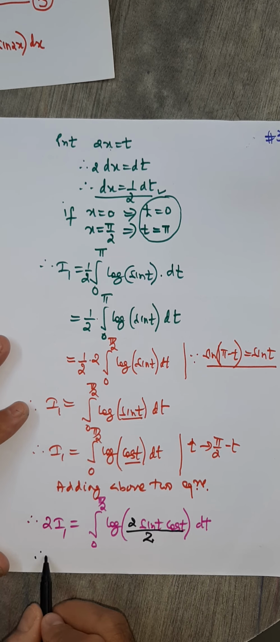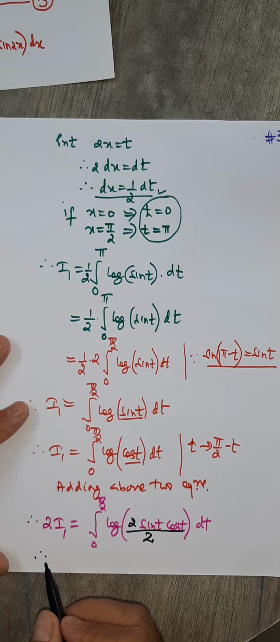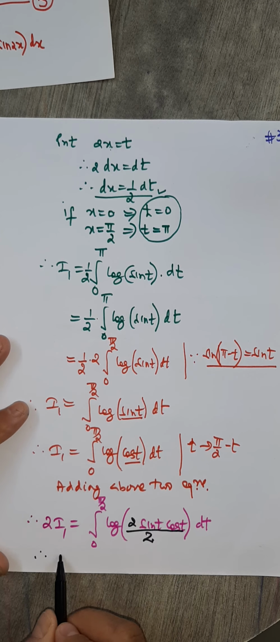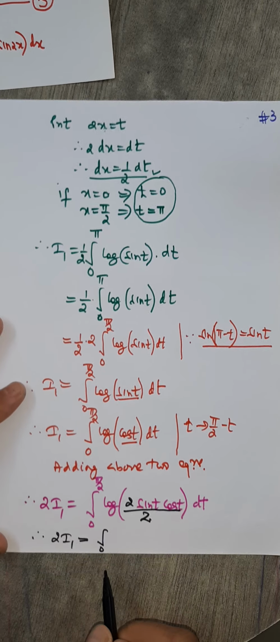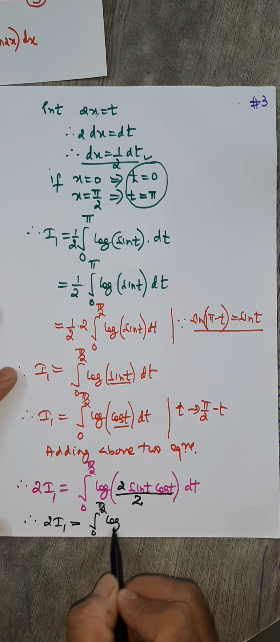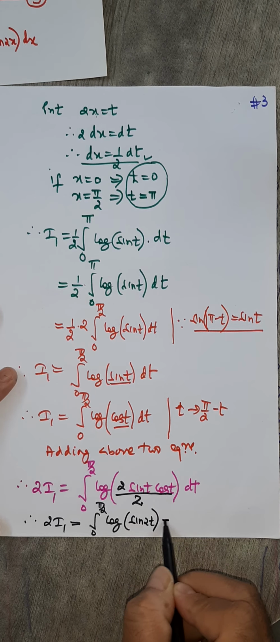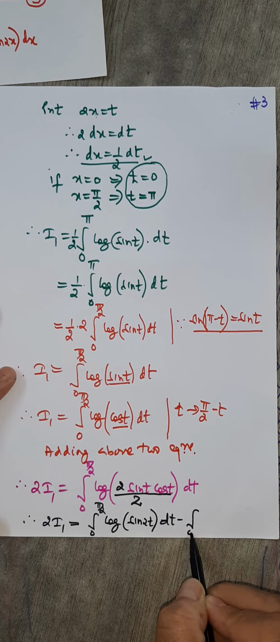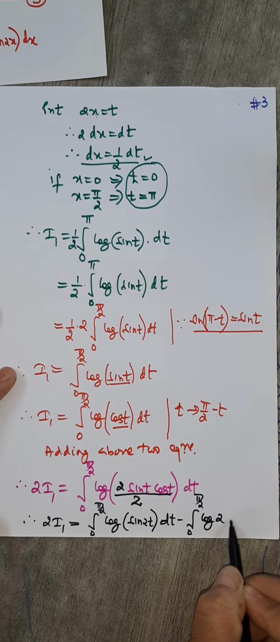And then what we did earlier, same thing here, multiplying, dividing by 2. So as we did earlier, around equation number 5, you do the same procedure. So you will get here 0 to pi by 2. This is log of sin 2t dt minus integral 0 to pi by 2 log 2 dt.